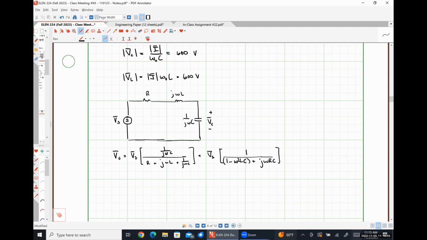And from this, the magnitude of our capacitor voltage would simply be the magnitude of our source voltage divided by the square root of 1 minus omega squared LC quantity squared plus omega RC quantity squared. This guy should be squared as well.